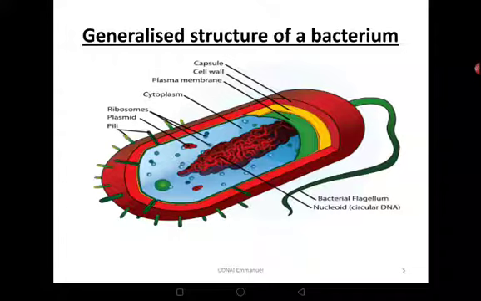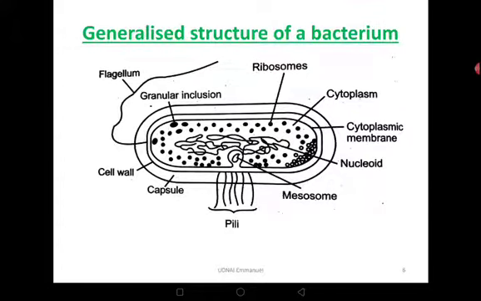Then the pili, those small structures there, are for attachment, either to surfaces or even to themselves. Some of these bacteria live in colonies, so they use the pili for attachment. And then we have the flagellum, which is used for locomotion, or movement from one place to another. So a much clearer structure is there, as you can see.